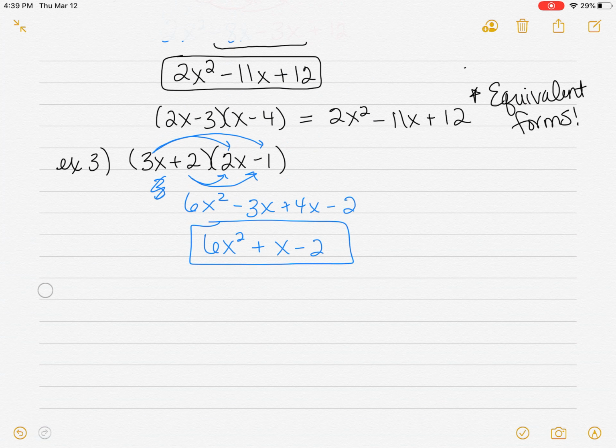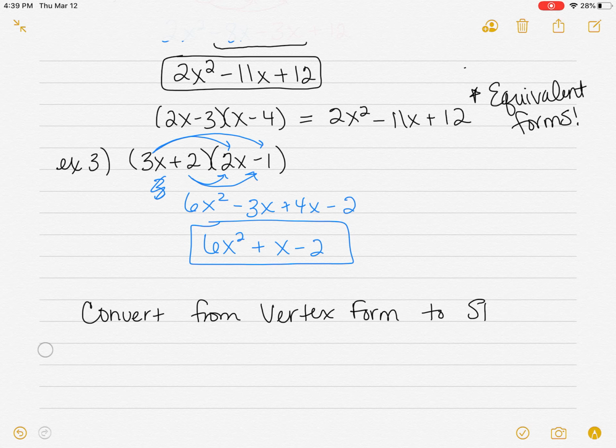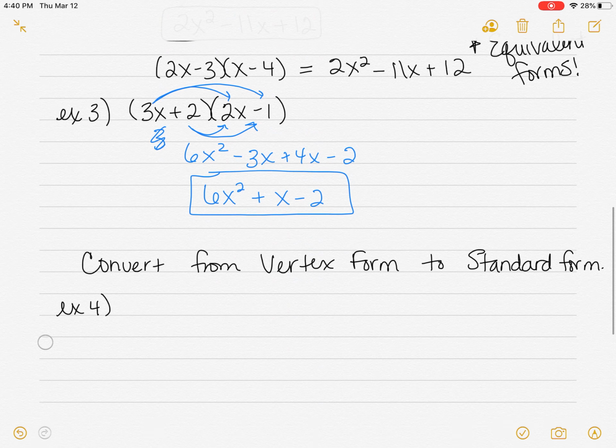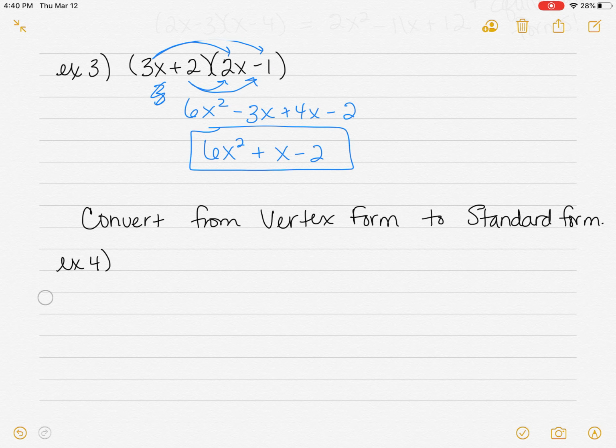Okay. All right, so let's look at the other converting. So we're going to convert from vertex form to standard form. Okay. So our first example that we're going to look at is going to be x minus 5 squared plus 3.